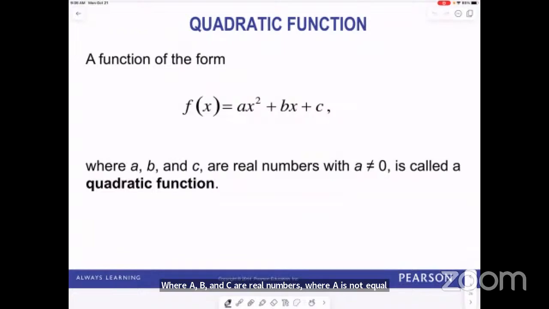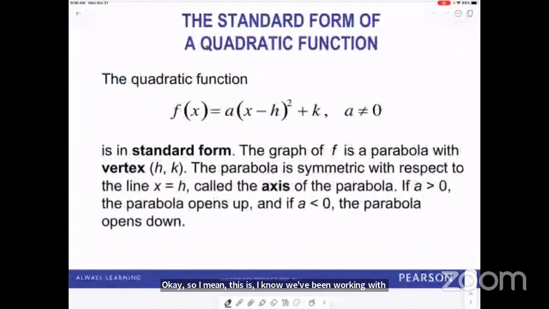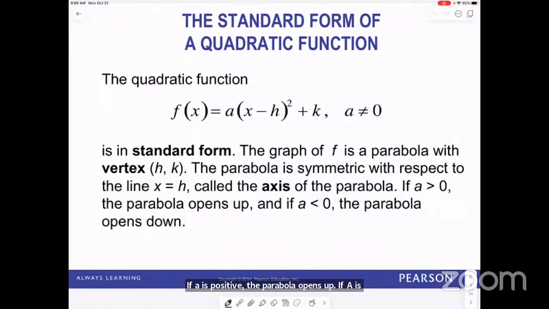I know we've been working with this on some level. This quadratic function where we have f(x) = a(x - h)² + k, where a is not equal to 0, we say that this is in standard form. The graph of f is a parabola with a vertex (h, k), and the parabola is symmetric with respect to the line x = h, called the axis of the parabola. Sometimes you hear me refer to it as the axis of symmetry. If a is positive, the parabola opens up. If a is negative, the parabola opens downward, right? So this is what we call a quadratic in standard form.